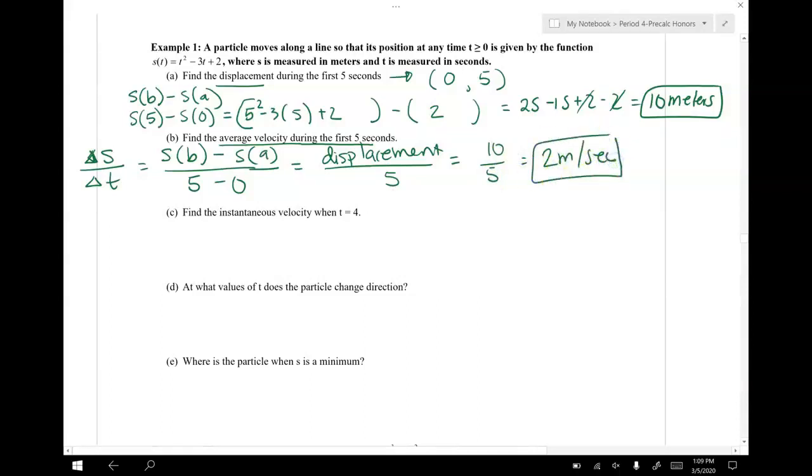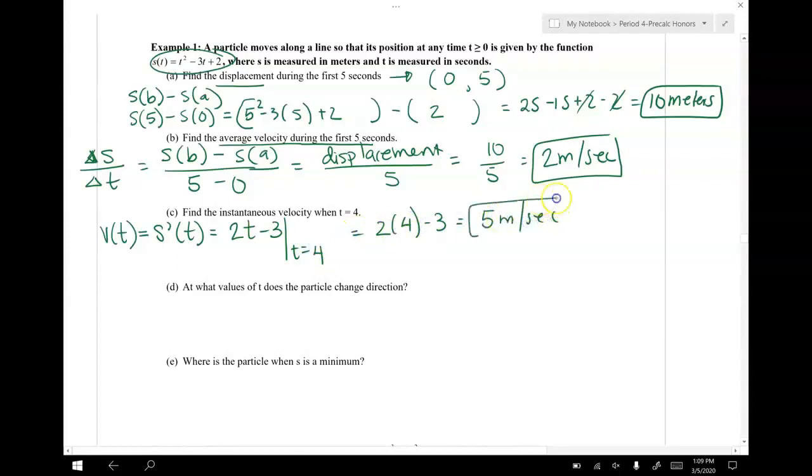C, find the instantaneous velocity at time t equals 4. Instantaneous rate of change is the derivative of your position, which means the velocity. The derivative of t squared minus 3t plus 2, based on the power rule, is 2t minus 3. We're looking at time equals 4, so that's 2 times 4 minus 3. This is 5 meters per second, the velocity at t equals 4.